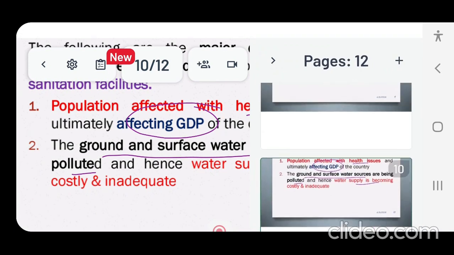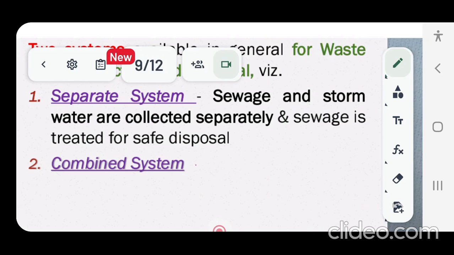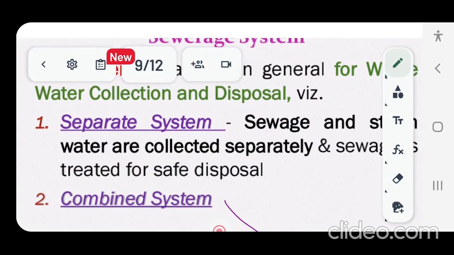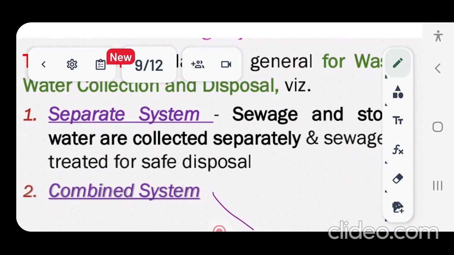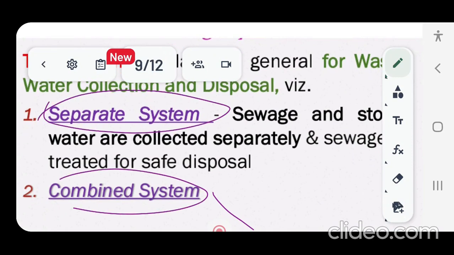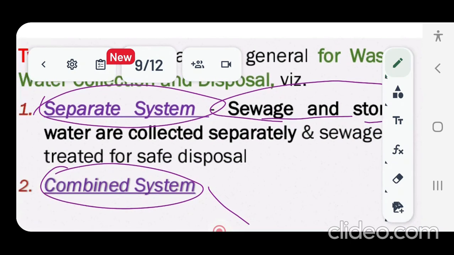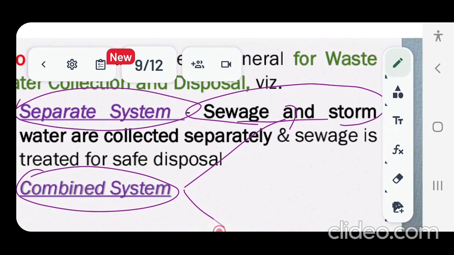So we should compulsorily go for sewerage systems, and this sewerage network can be a separate system or a combined system. If sewage networks are provided both for sewage and storm water, then it is a combined system. If they are to be led separately, then it will be a separate system.